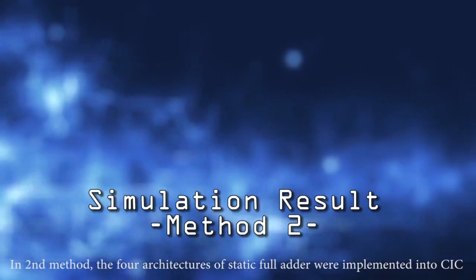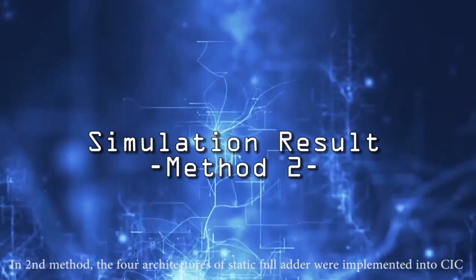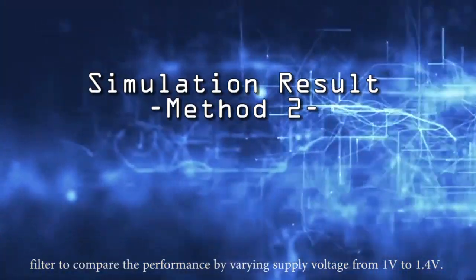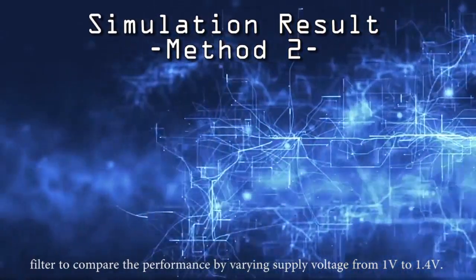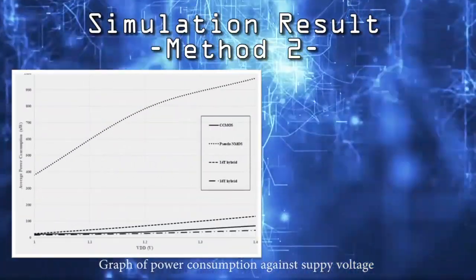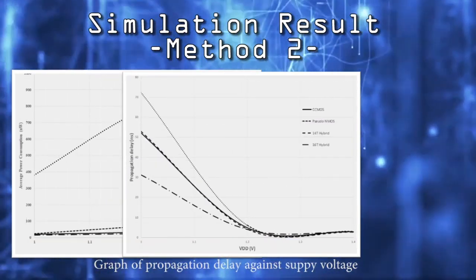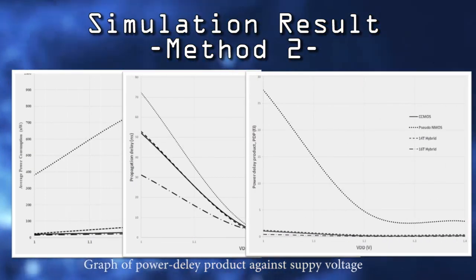In the second method, the 4 architectures of static full adder were implemented into the CIC filter to compare the performance by varying supply voltage from 1 volt to 1.4 volts. Graph of power consumption against supply voltage. Graph of propagation delay against supply voltage. Graph of power delay product against supply voltage.